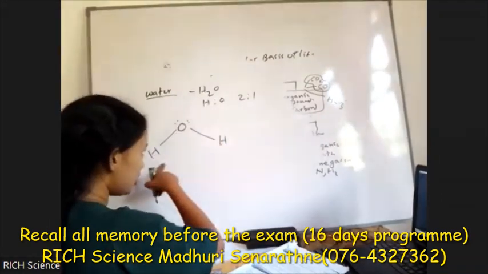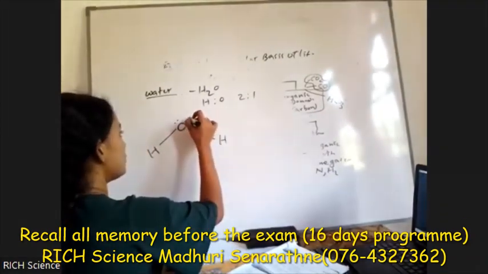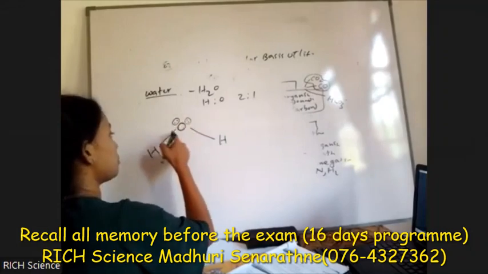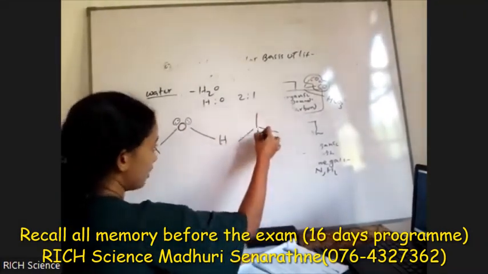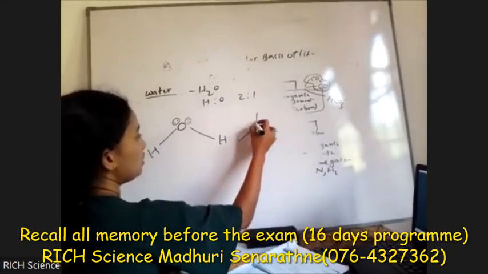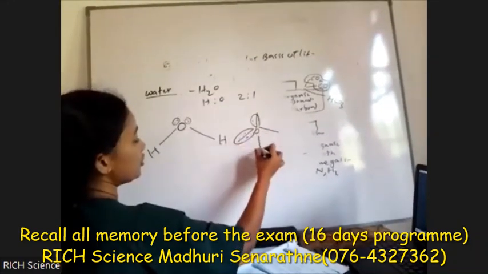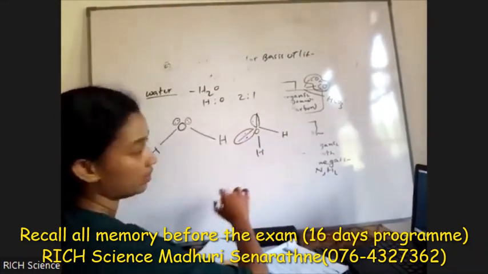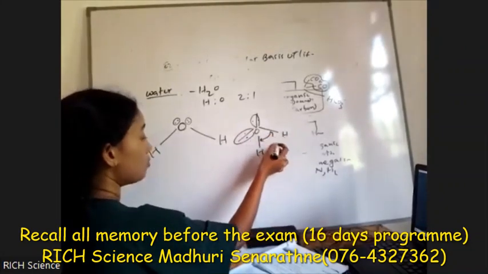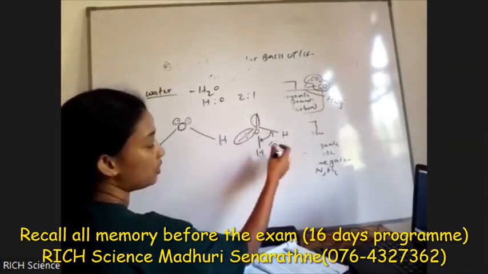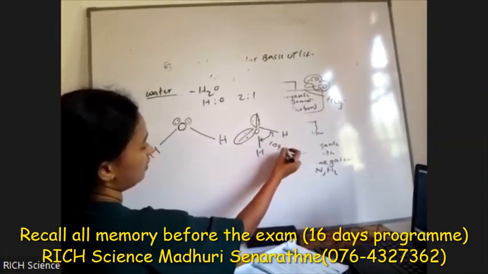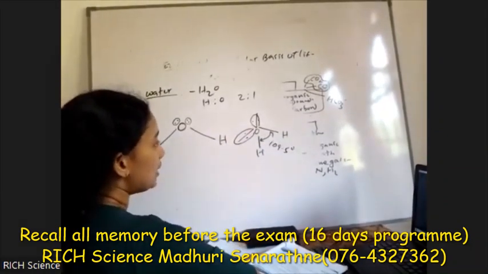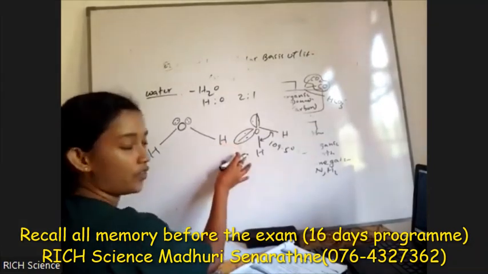So what about the geometry? You can see repulsive groups: 1, 2, 3 and 4. Four repulsive groups around oxygen means we can see the tetrahedral geometry. Okay, tetrahedral geometry. So what is the bond angle? In a normal tetrahedral molecule, it is 109.5.